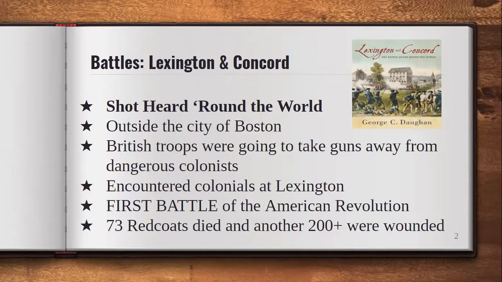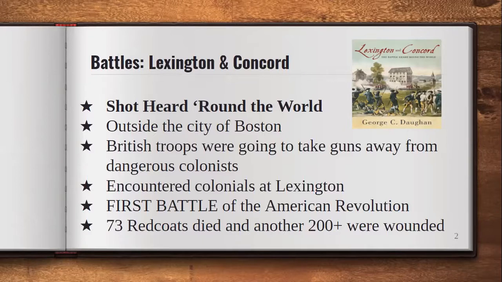So they encountered the colonials at Lexington, and then shots were fired. Now, these colonials are not trained soldiers. They're just people who are trying to protect their weapons. Okay? This becomes the first battle of the American Revolution. So notice I have that in capital letters because we need to know that.